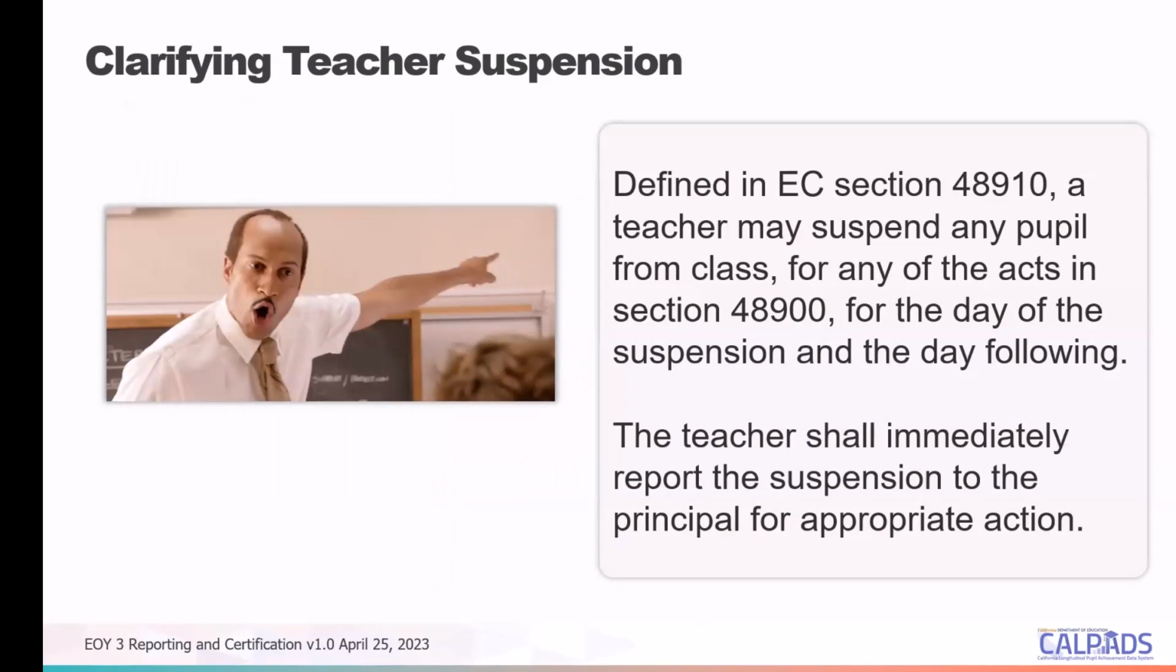Teacher, in 48.910, it says a teacher may suspend any pupil from class for any acts in 48.900 for the day of the suspension and the day following. So, an elementary school teacher effectively suspending a student from their class might look like a regular suspension, right? I mean, the principal could put the student in another classroom or some room, but they can also send that student home because they have nowhere to go.